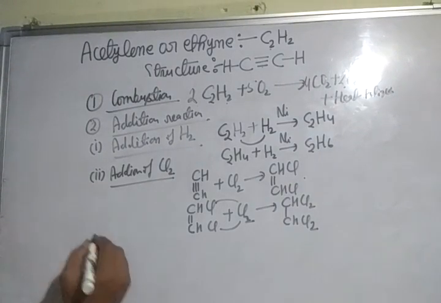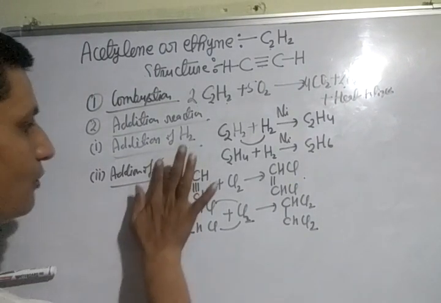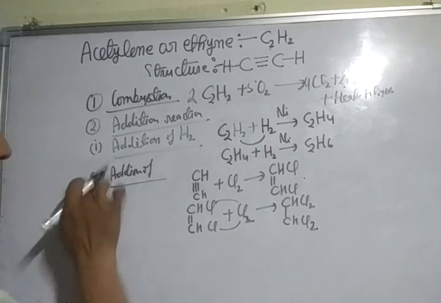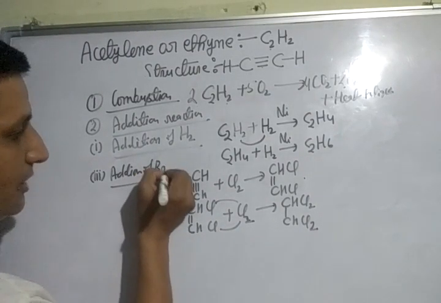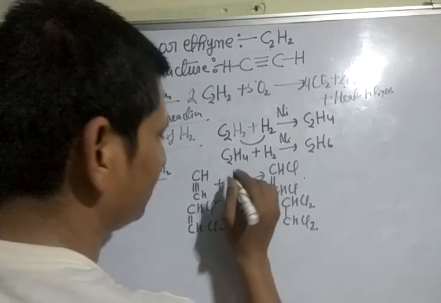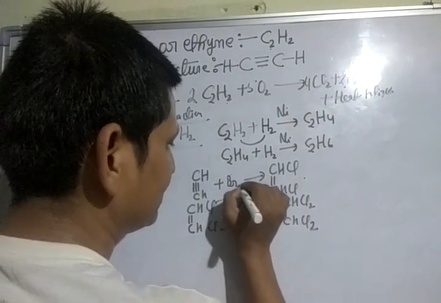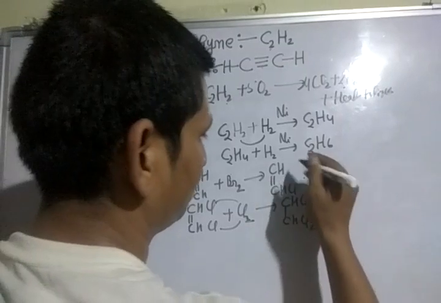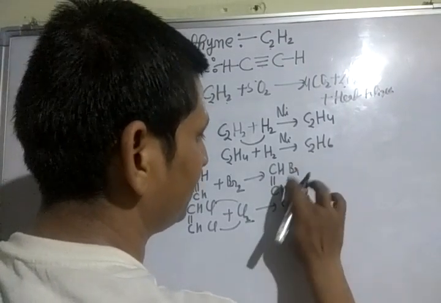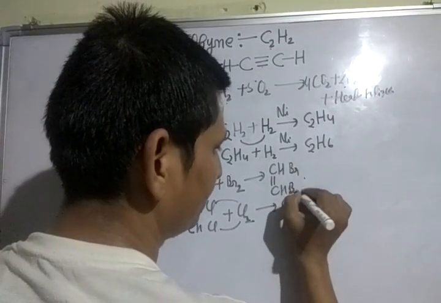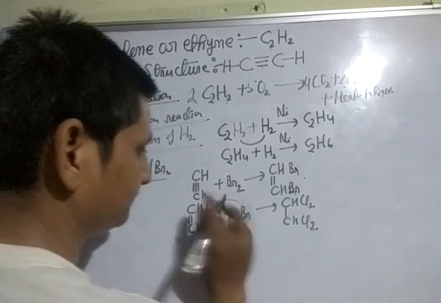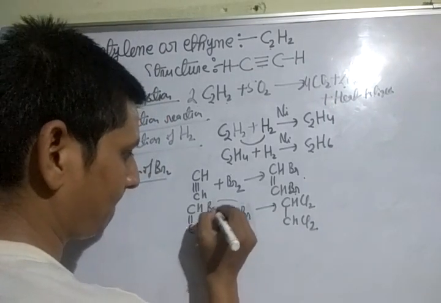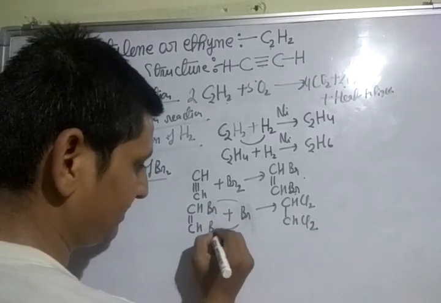Next is bromine. Addition of bromine. The third point, point number 3, is addition of bromine. Addition of bromine gives acetylene dibromide. Here we can take Br. In the place of Cl we can take Br. So we can write it in this way.